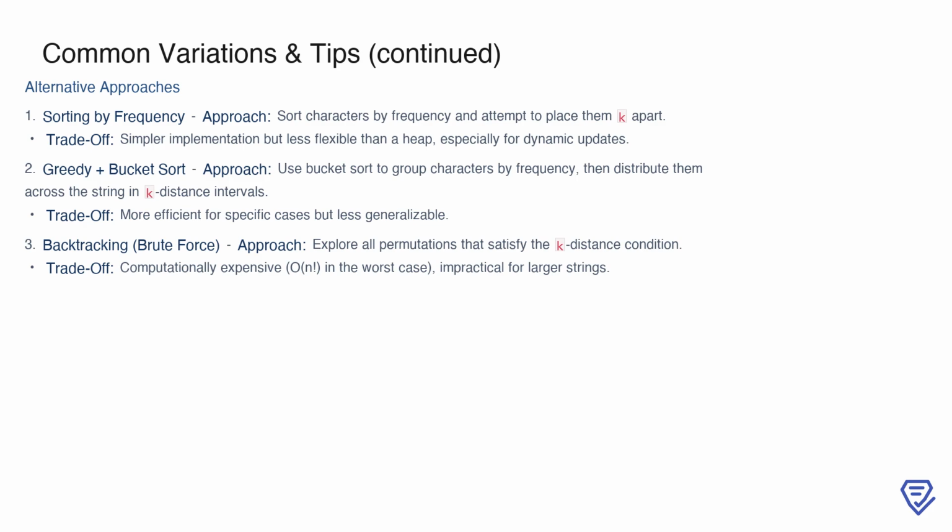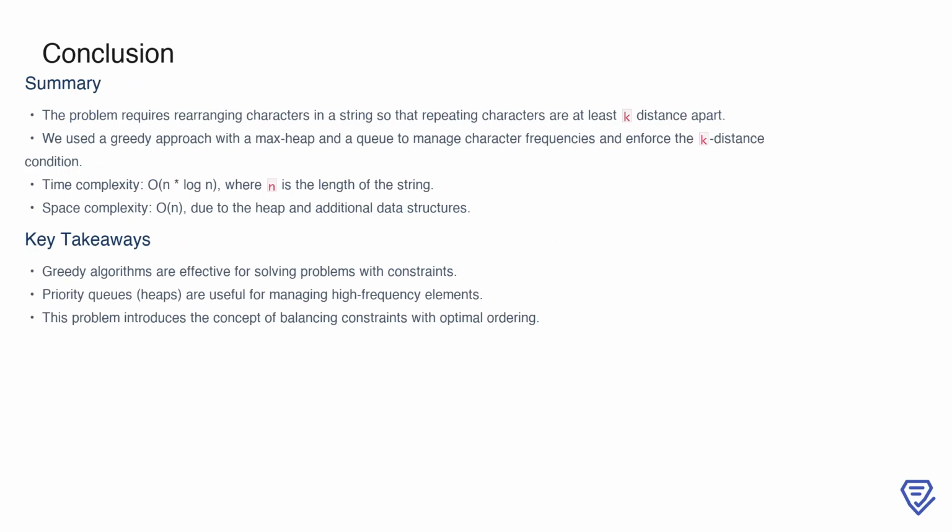Lastly, there's the brute force approach using backtracking, where you explore all possible permutations of the string to find one that satisfies the k-distance condition. However, this method is computationally expensive, with a time complexity of O(n!) in the worst case, making it impractical for larger strings. Understanding the strengths and limitations of these approaches allows you to choose the most appropriate strategy based on the problem's requirements. Great job!